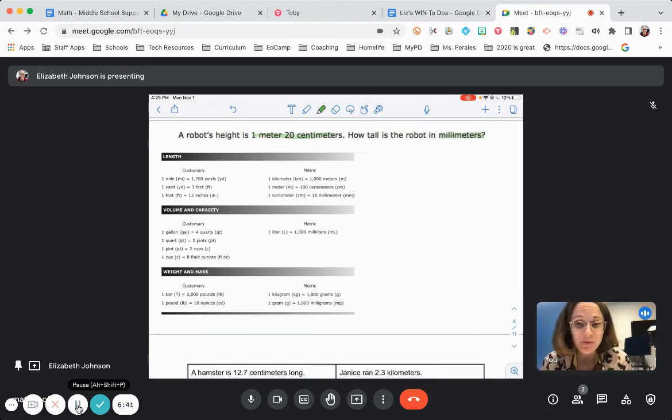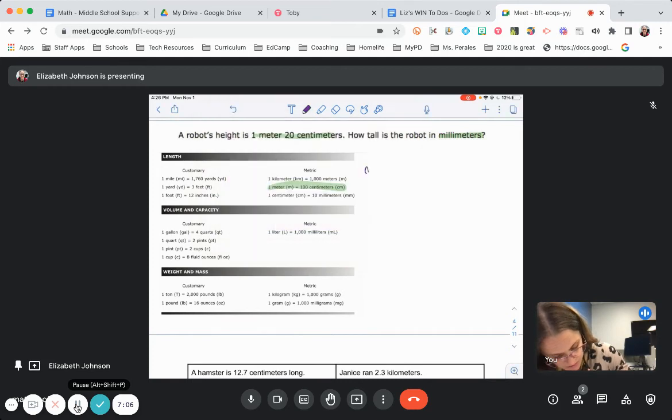All right. Well, I'm going from meters and centimeters to millimeters. Right now, neither of those are written in millimeters. I'm going to use this formula that I've highlighted first and turn my entire expression, 1 meter, 20 centimeters, into centimeters, just centimeters. So that means I'm going to use that 1 meter is equal to 100 centimeters.